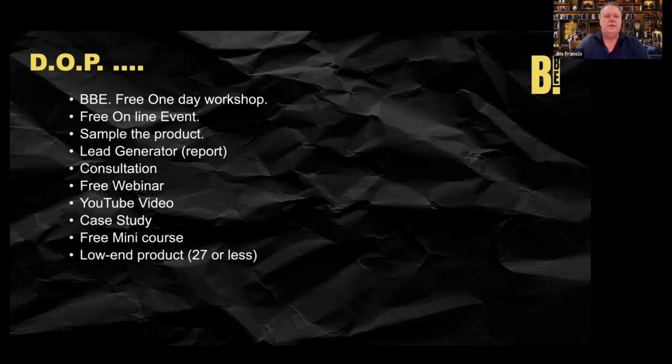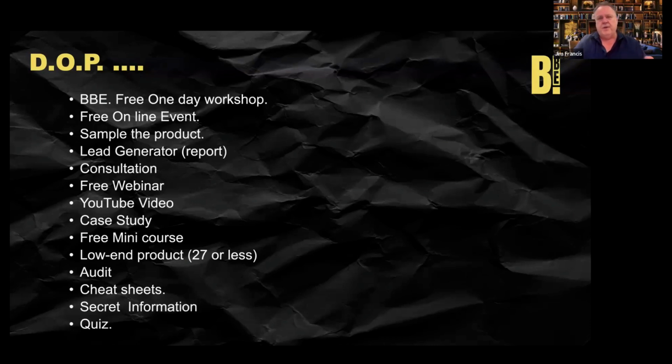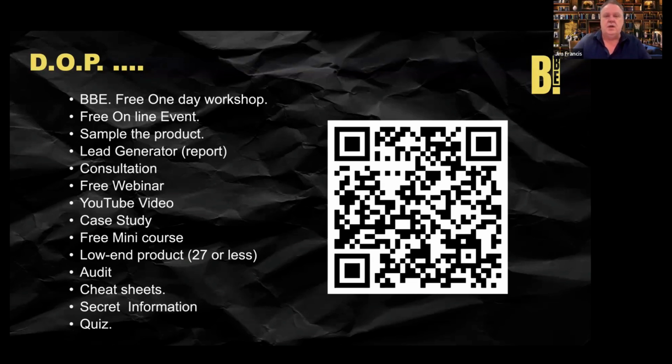A free mini course, and we chatted about that last week, right? Doing a challenge model, right? That is a free mini course because, 3 days, 5 days, you do 2 or 3 hours every day. I'll come back to that in just a minute. Low end product, demonstration of power. An audit, demonstration of power, right? Cheat sheets, how to get there fast and furious, demonstration of power. Secret information, demonstration of power. A quiz, right? Giving them a quiz where you show where their strengths are and where their weaknesses are or who they are, demonstration of power, right? I know the quiz one because I do it all the time.